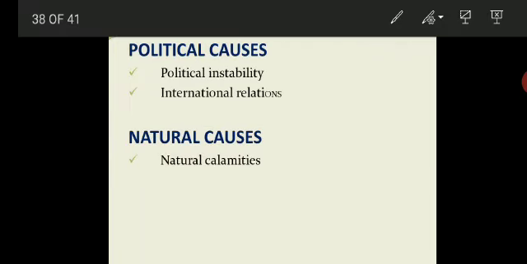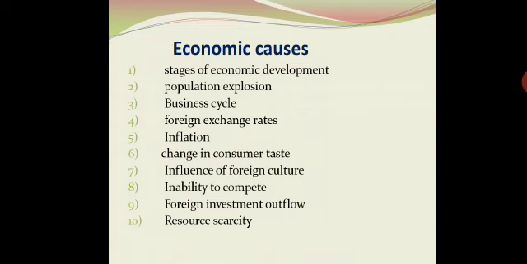Next, the main causes of disequilibrium. There are three causes: economic causes, political causes, and natural causes. What are the economic causes? There are 10 causes: stages of economic development, population explosion, business cycle, foreign exchange rates, inflation, change in consumer taste and preferences, influence of foreign culture, inability to compete with foreign competition, foreign investment outflow, and resource scarcity. These are all the economic causes.